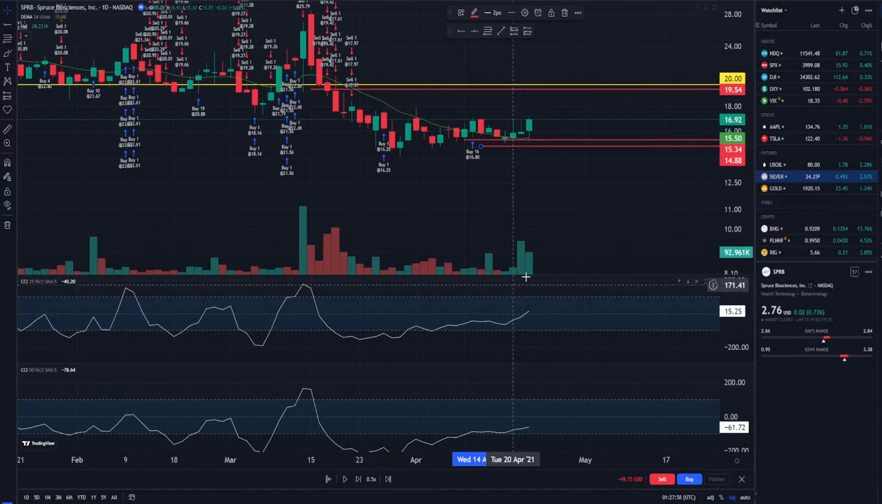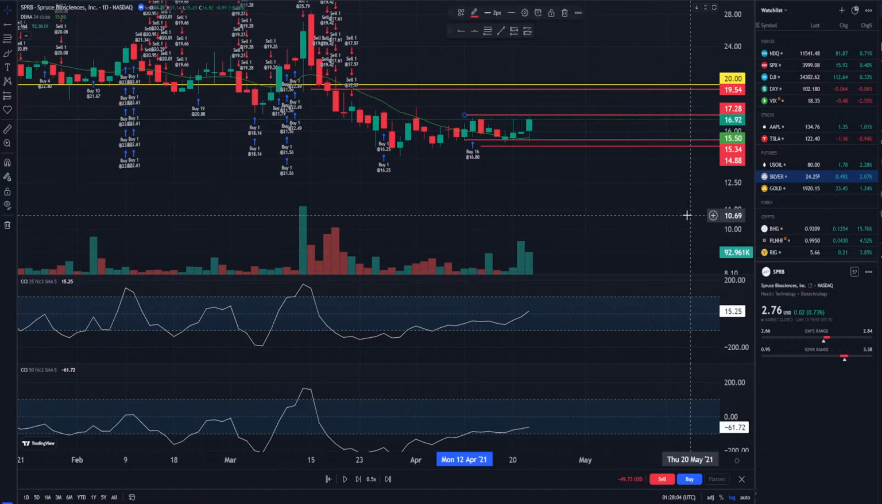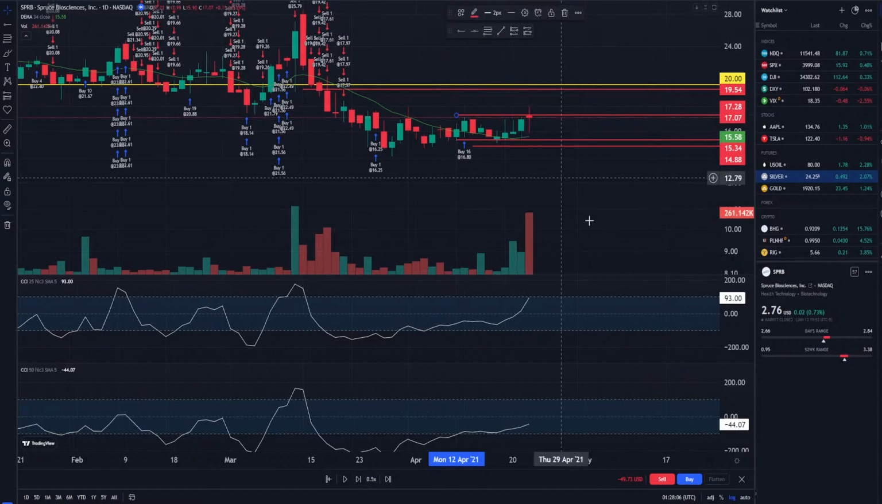Increasing green volume, this looks pretty good to take a long. If it can take out this high price from over here, let's go right there. Then we can go long. So I don't like that red selling volume right there. We're still negative right here. Let's give it one more candle.